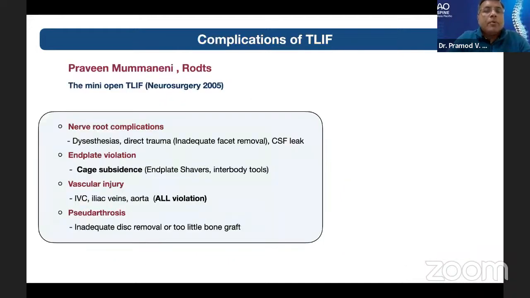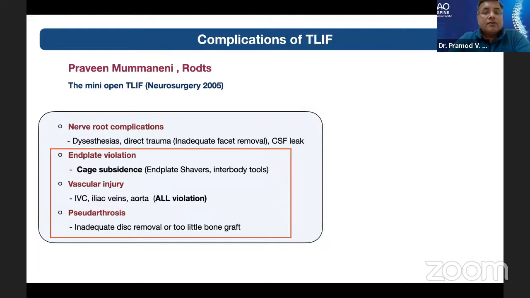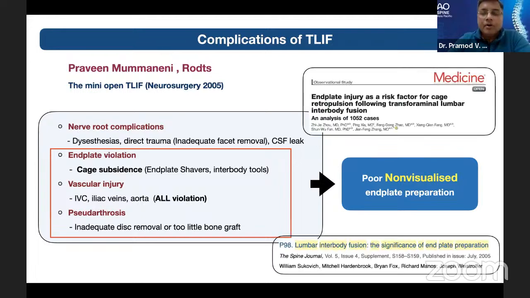Praveen Mummaneni, in one of his papers, has honed down to certain complications, and these are 4 in number. The first one is nerve root related complications or neural tears. The second one is end plate violation because of damage to the end plate by the end plate shavers or other interbody tools. Vascular injury, especially when there is a rupture of the anterior longitudinal ligament, we can injure the great vessels. And lastly, pseudoarthrosis, either because of inadequate disc removal and disc preparation or too little bone graft. And if you neglect the first complication and you look at the other 3, all of them can be attributed to poor non-visualized end plate preparation.